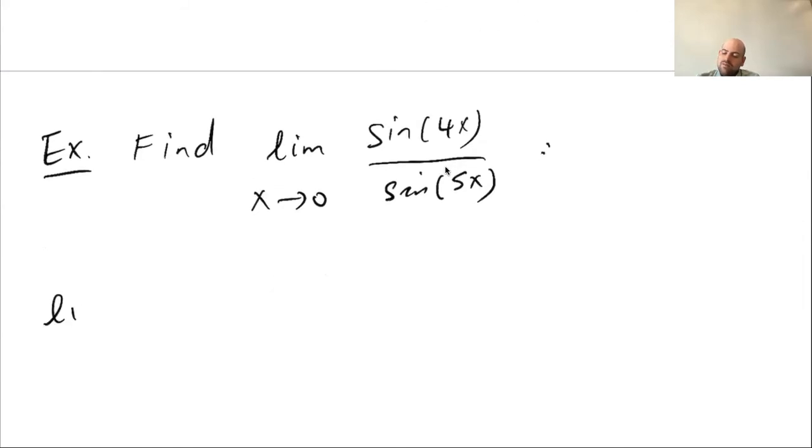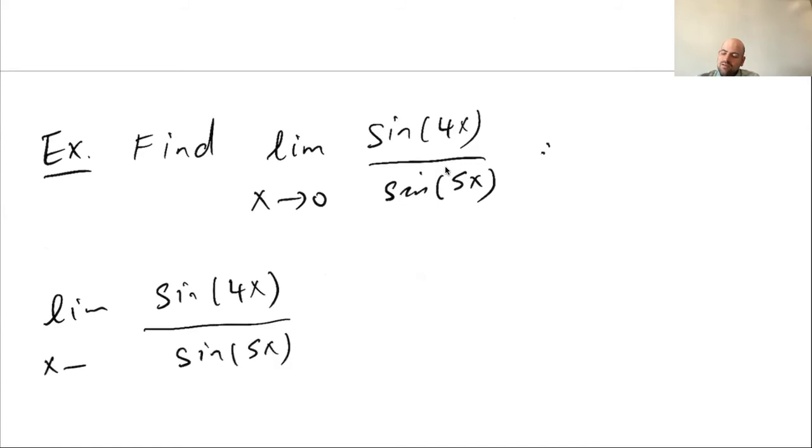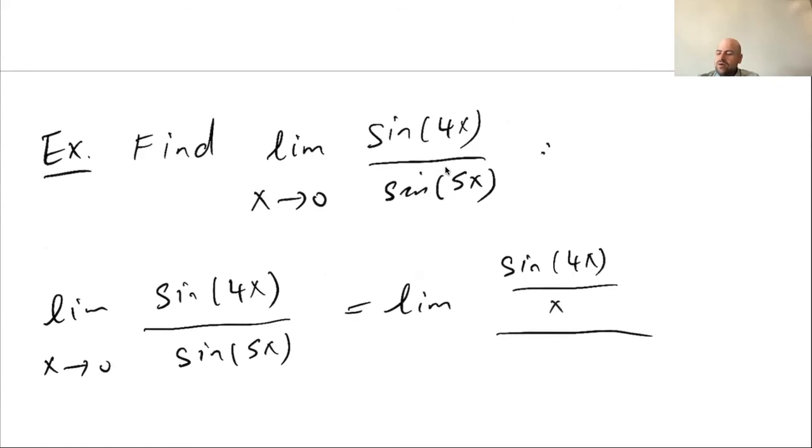So I can write this limit, sine 4x over sine 5x, in the form sine 4x over x divided by sine 5x over x. Right, so it's just basically dividing and multiplying by x here. Sine 4x over x divided by sine 5x over x. And divide and multiply by x means just multiplying by 1, which is allowed.